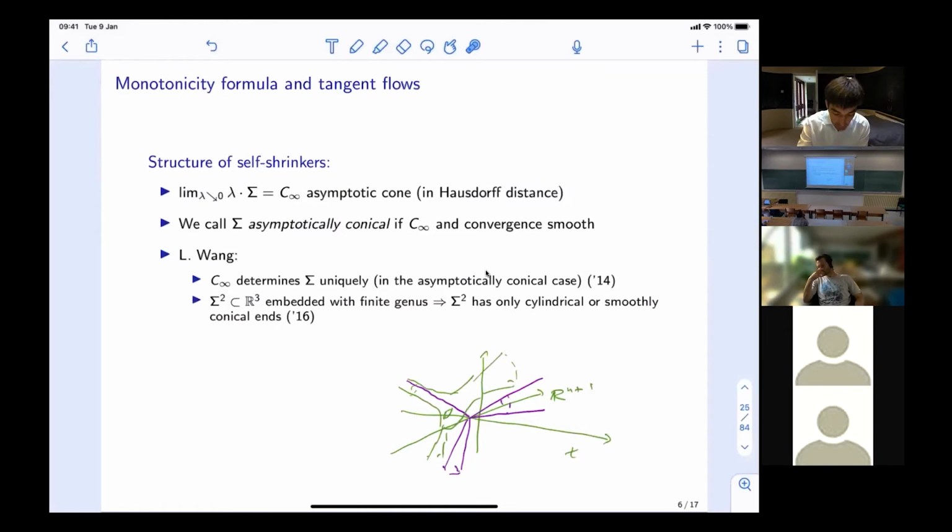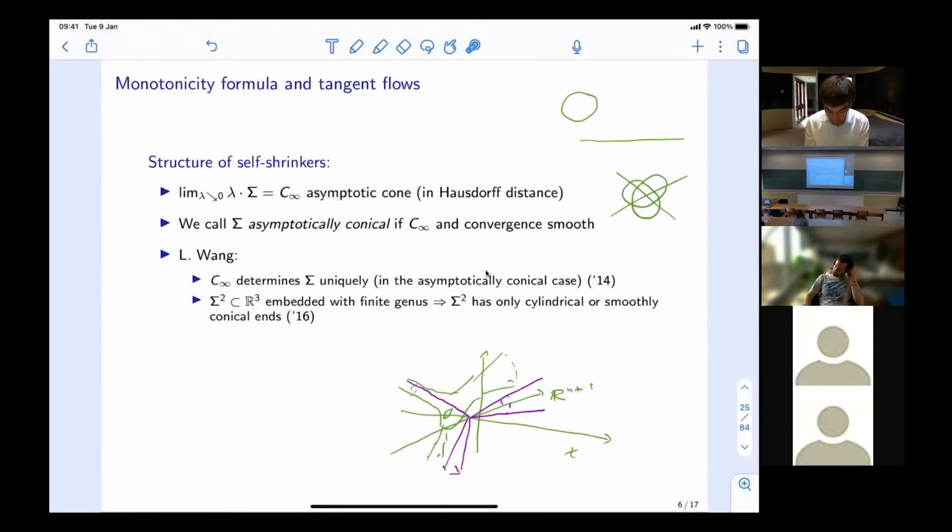I guess you have all seen this. The only embedded ones are the round circle and the line. There's nothing else. There are some non-embedded ones, I guess you have seen these immersed ones. But these ones we don't need to think about, because they're immersed. So this means you look at the tangent flow, and the tangent flow splits a line, and the cross section is either a line or a circle.